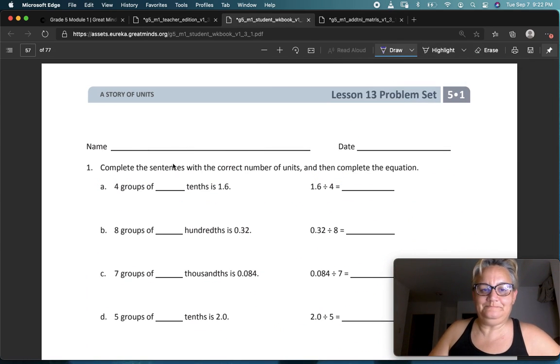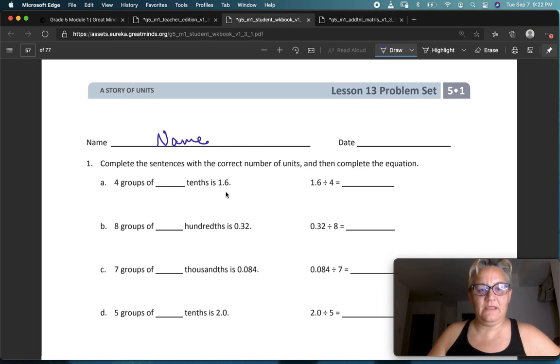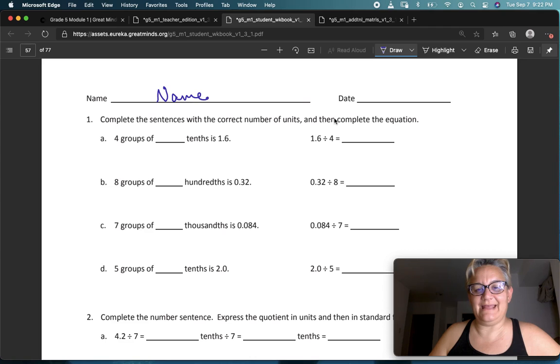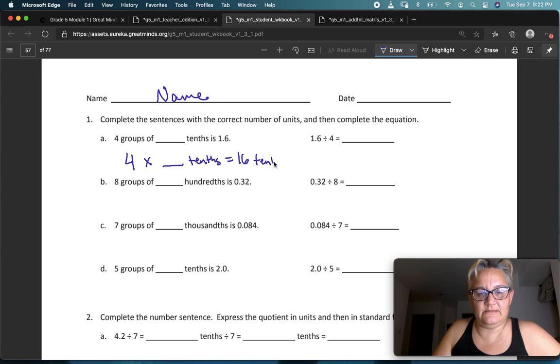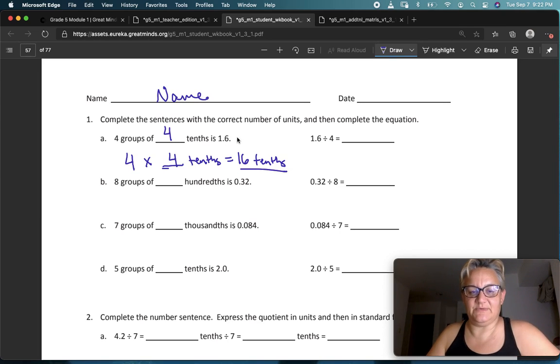Name on your paper. Complete the sentence with the correct number of units, then complete the equation. Okay, what do you see here? 4 times something tenths equals, what is that? 16/10. Right, do you see that? I just rewrote it in word form. So what's my answer? 4 times what equals 16? Pretty sure you already know, that's 4, right? So 4 times 4/10 equals 16/10.